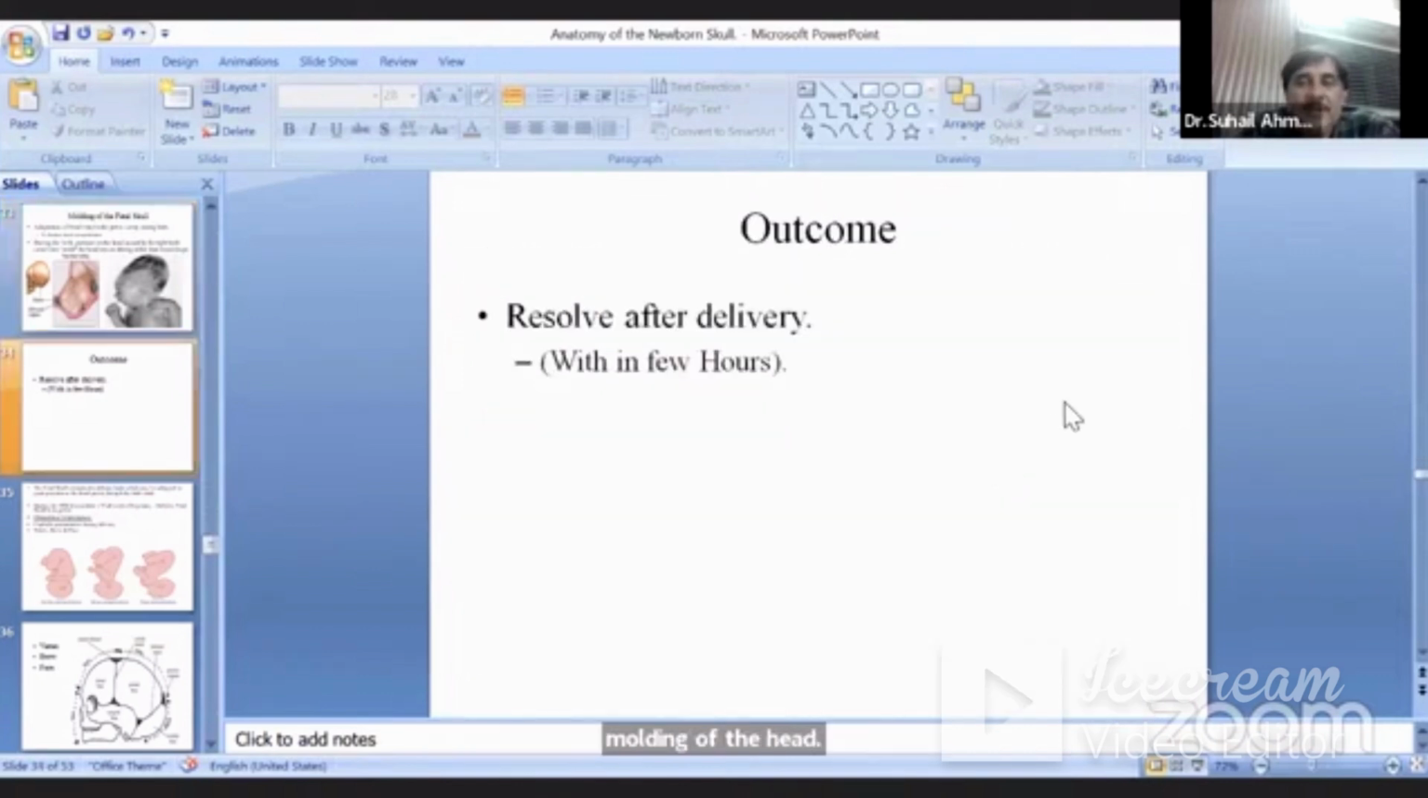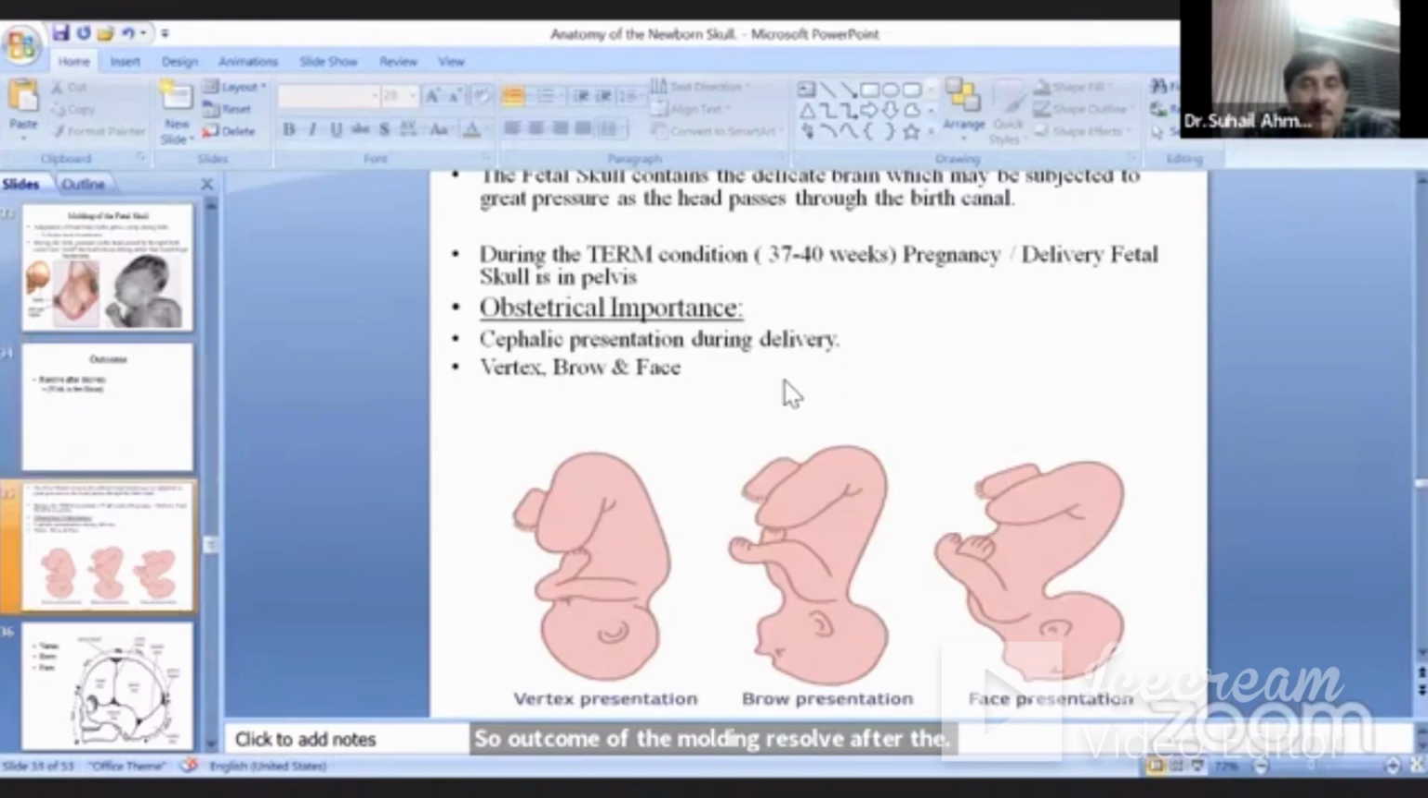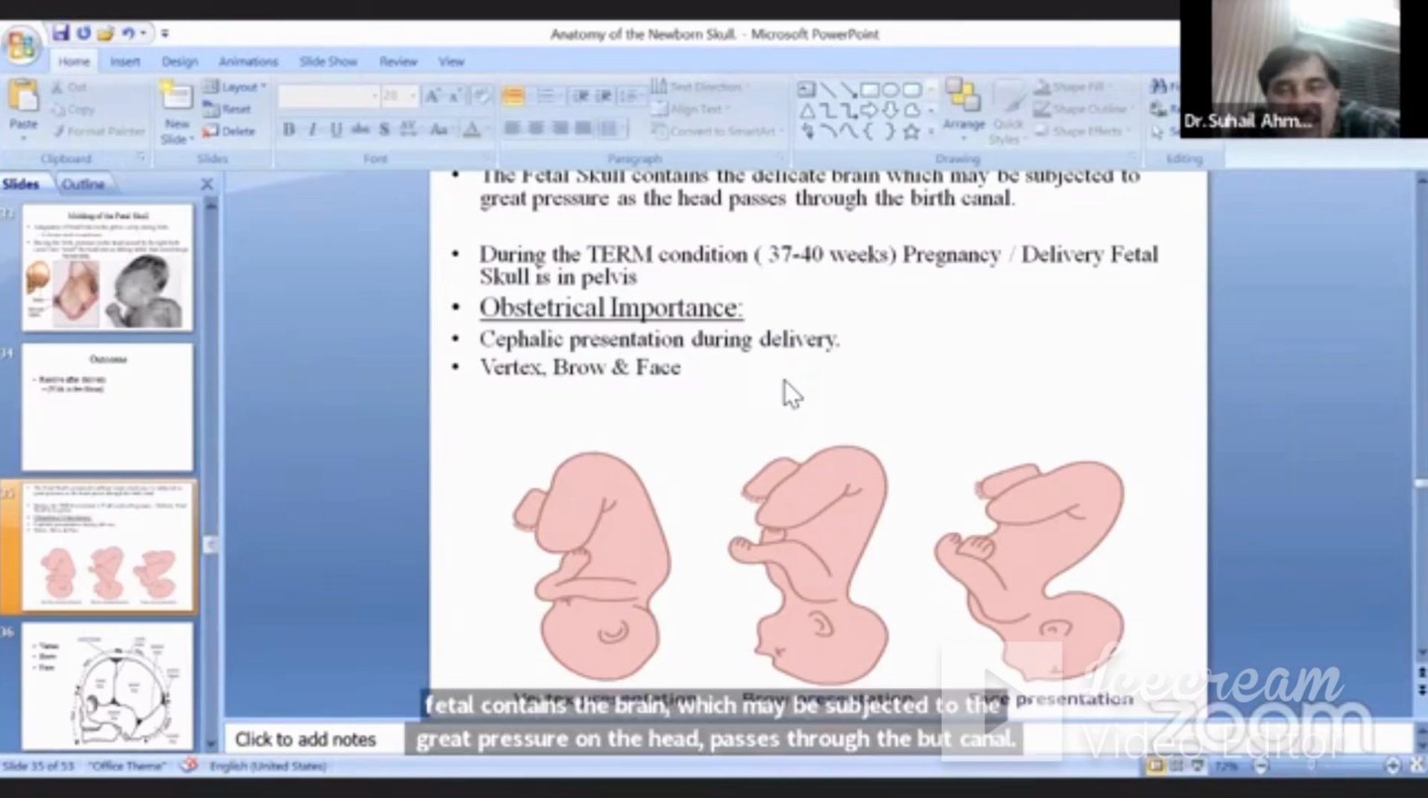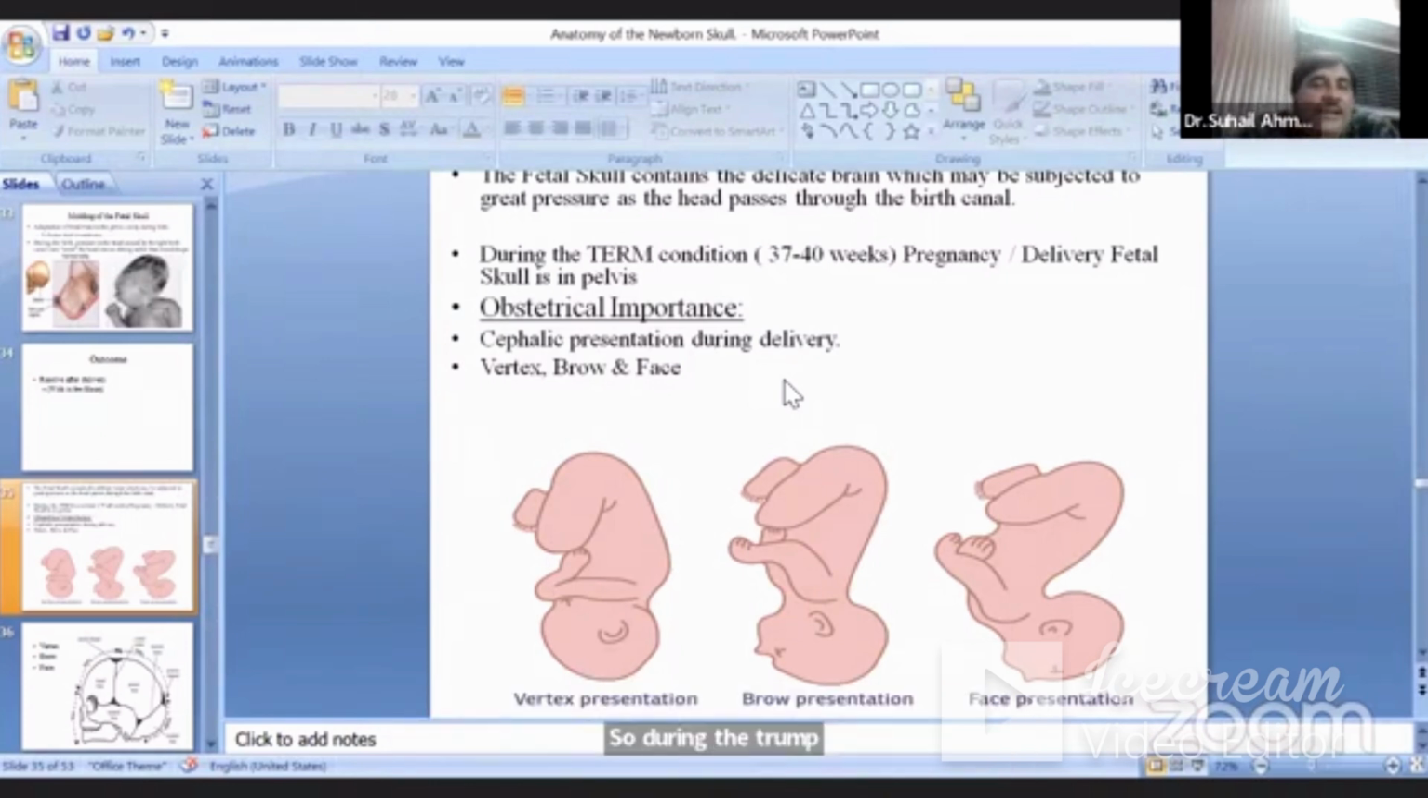The molding resolves after the delivery or within a few hours. It takes a few hours. The fetal skull contains the brain, which may be subjected to great pressure as the head passes through the birth canal. So during the term condition, 37 to 40 weeks of pregnancy, during the delivery, the fetal skull is larger than the pelvis. So there are different presentations and their obstetrical importance.